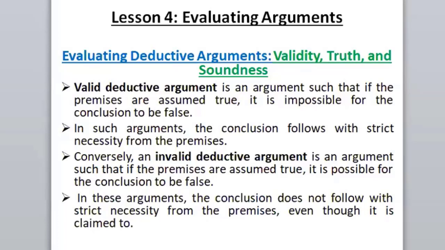We see how the reasoning process flows from the premises to the conclusion. In the first case, there is a strict flow of evidence from the premises to the conclusion. Whereas in the case of an invalid deductive argument, it is possible for the conclusion to be false even though we have true premises. So in an invalid argument, the conclusion does not flow with a strict necessity from the premises, but it's claimed to follow from the premises. It's claimed to, but it may not.